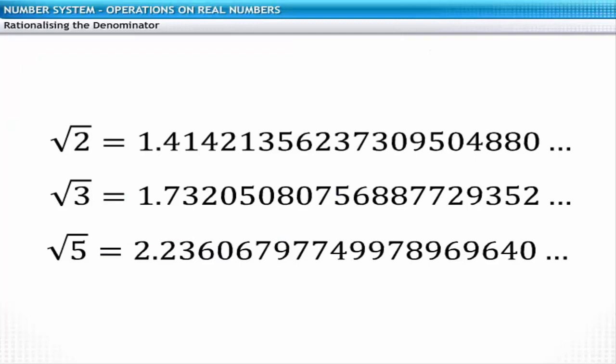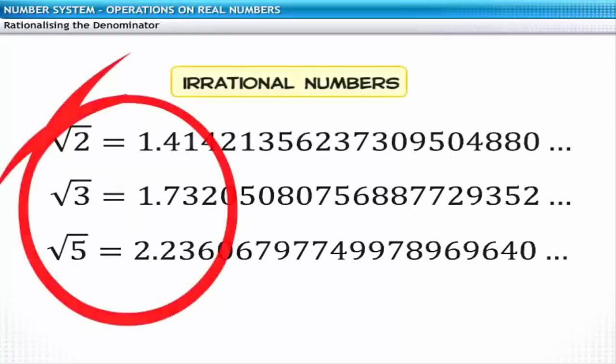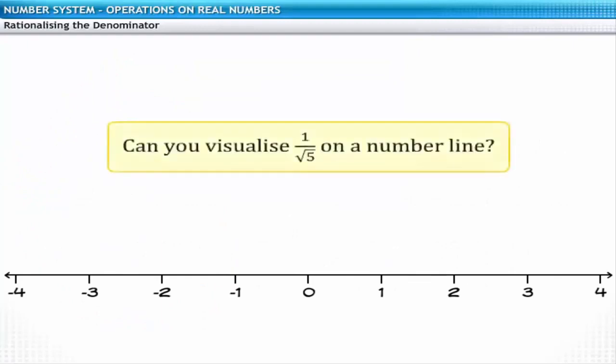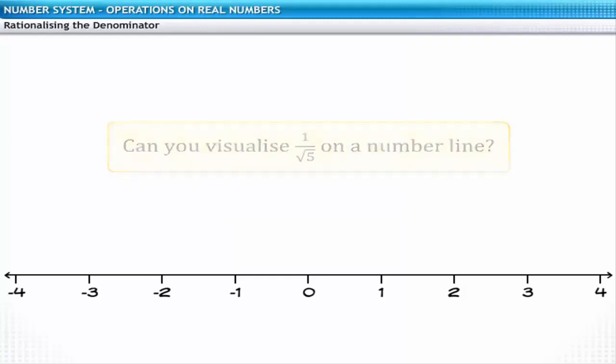By now, you're aware that if the decimal expansion of the square root of a number is non-terminating, non-recurring, then the square root is an irrational number. You can also represent them on a number line. Can you visualize 1 divided by the square root of 5 on a number line?